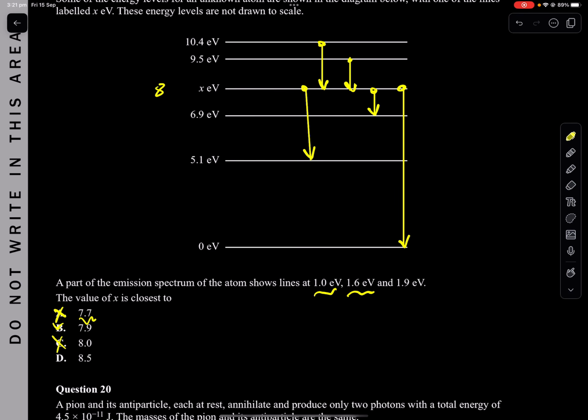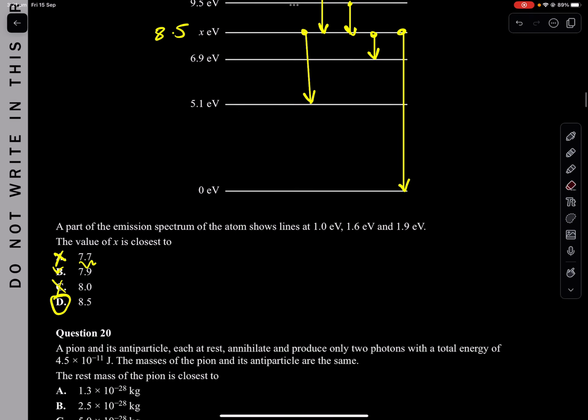8.5. So 10.4 minus 8.5 is 1.9. Okay, we get the 1.9 that we want. 9.5 minus 8.5 is 1. Okay, we also get 1, that's good. 8.5 minus 6.9, we get 1.6. We get all of them. So choose D as your answer. Yeah, I would just do trial and error for this one, I'll be honest.